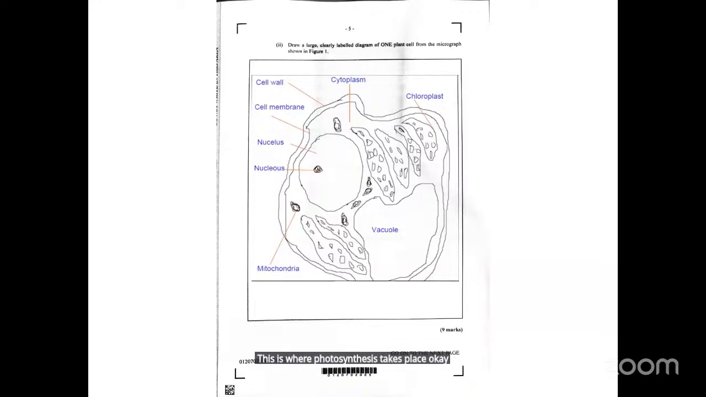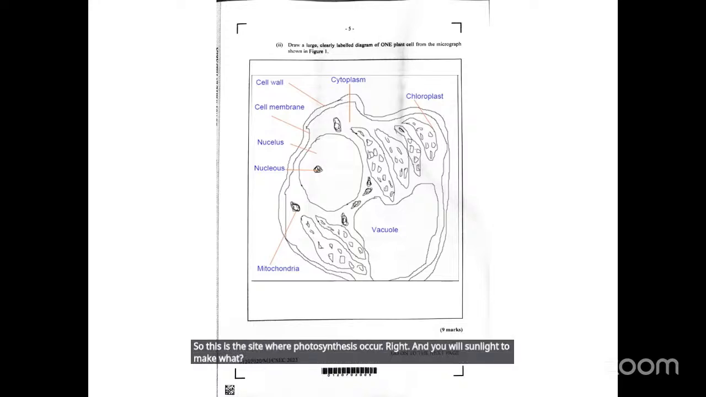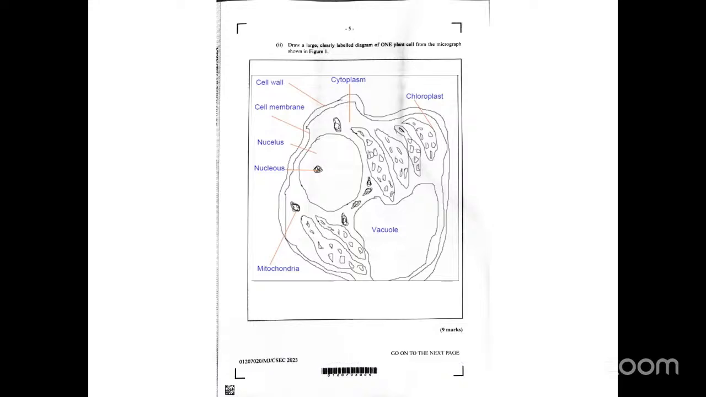There is a green pigment. It contains the green pigment. Okay. Now you're talking. Right? So this is the site where photosynthesis occurs. Right? And uses sunlight to make what? Energy. Our food. Yes. Cool.